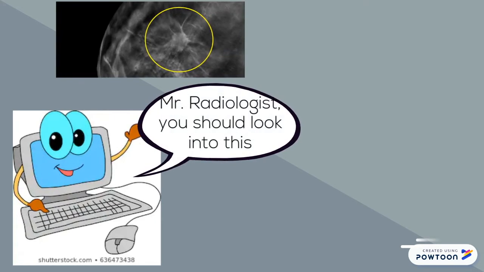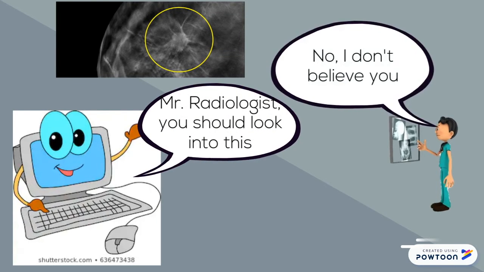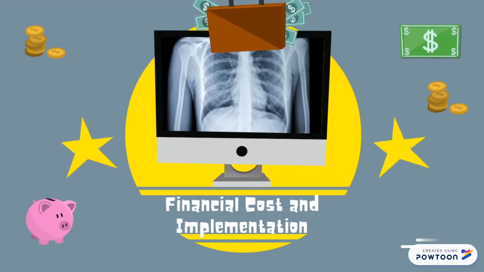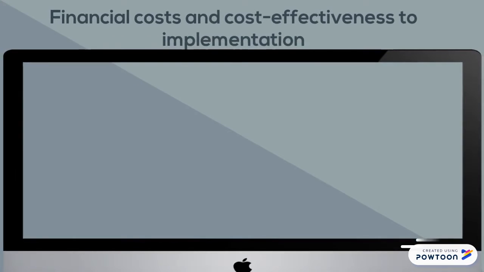And because it's not that great, sometimes the radiologist may choose to ignore the computer, and the one time when the computer actually picks something up useful to look at, the radiologist ignored it, and then cancer was missed. The financial cost and implementation of a CAD system. So, what are the financial costs and cost effectiveness to implementation?